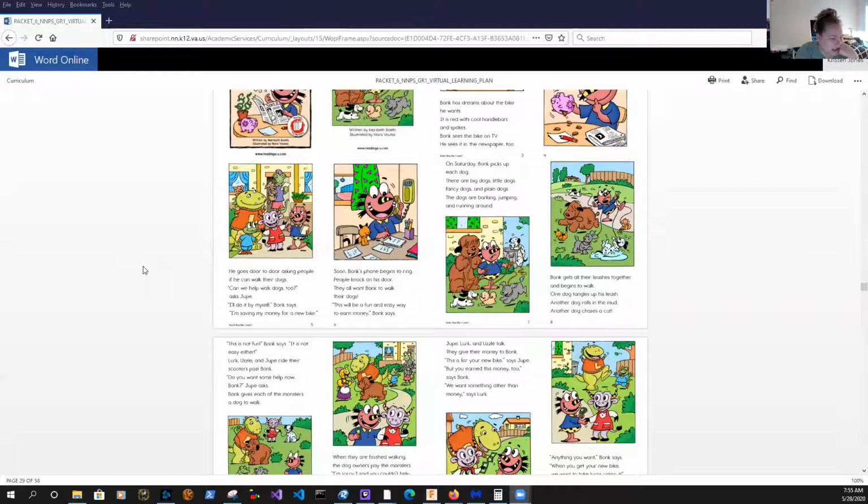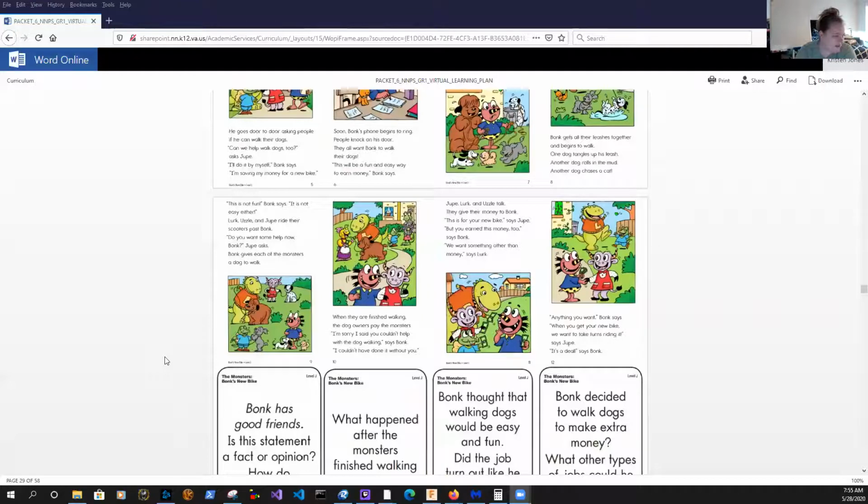One dog tangles up his leash. Another dog rolls in the mud. Another dog chases a cat. "This is not fun," Bonk says. "It is not easy either."